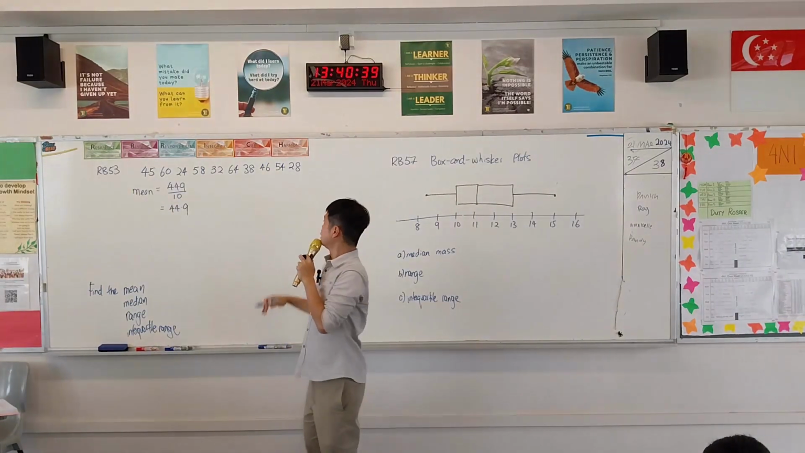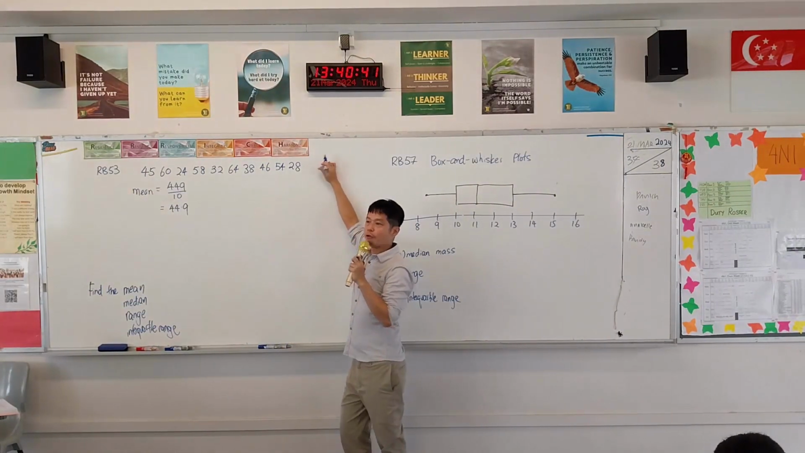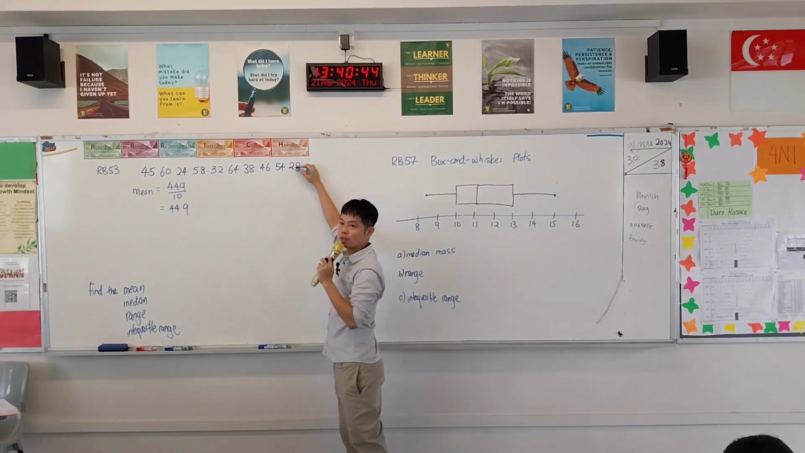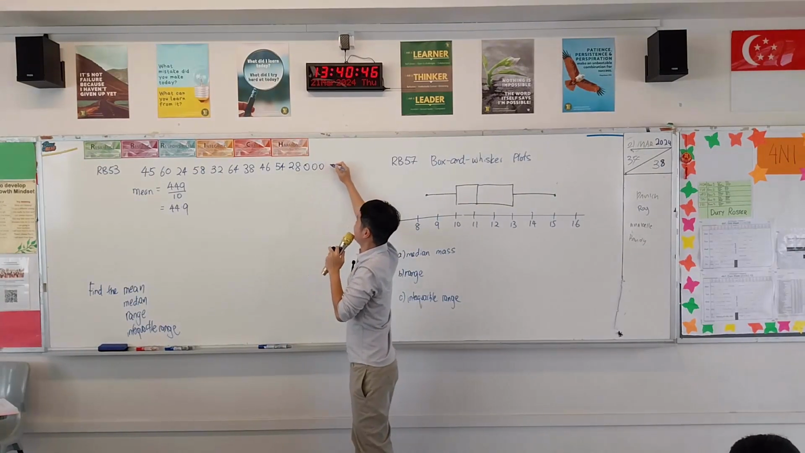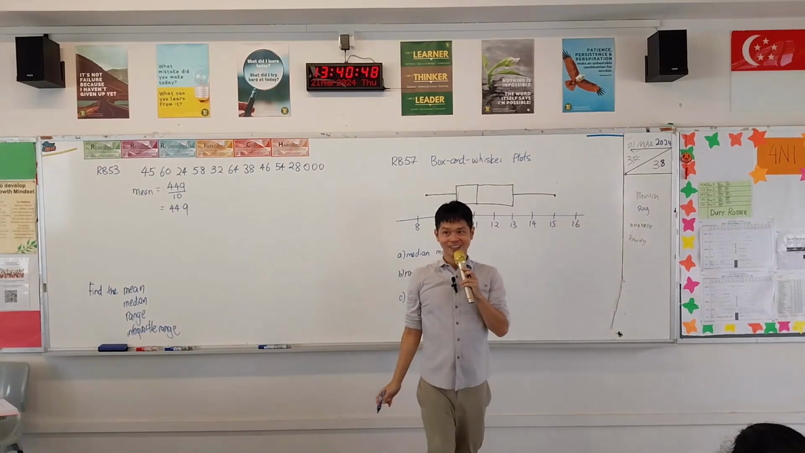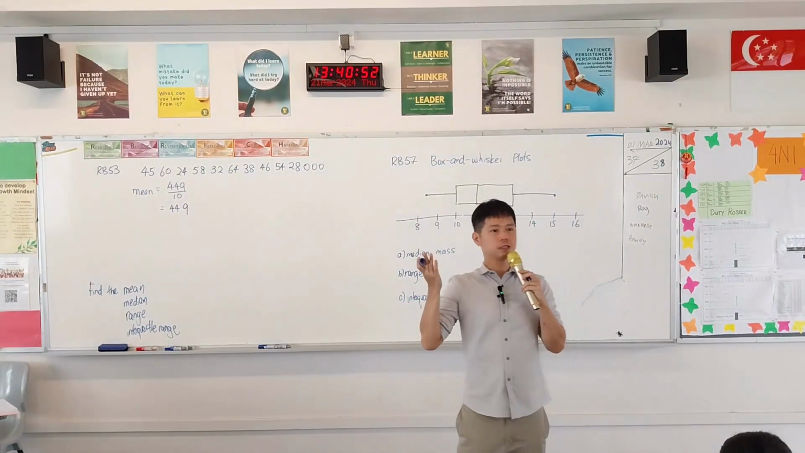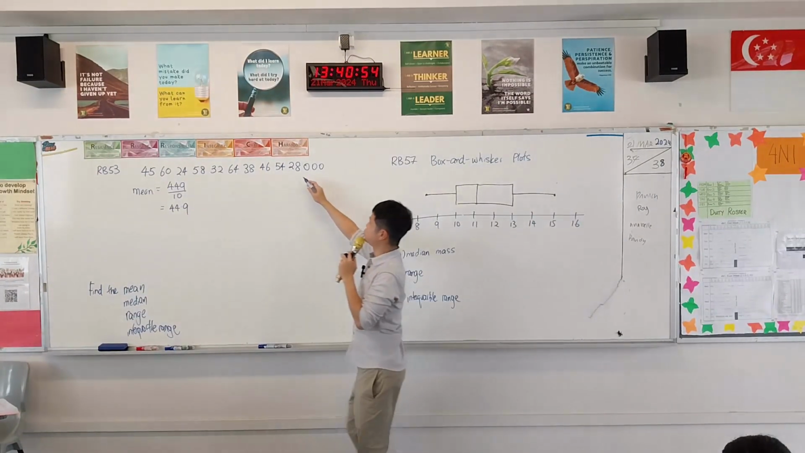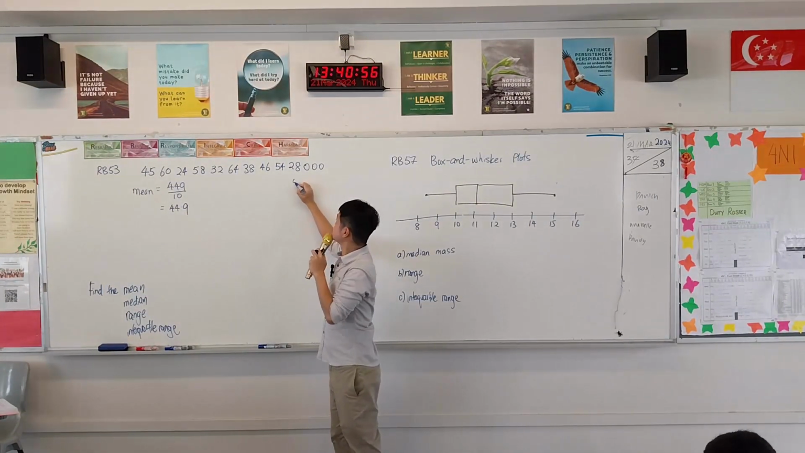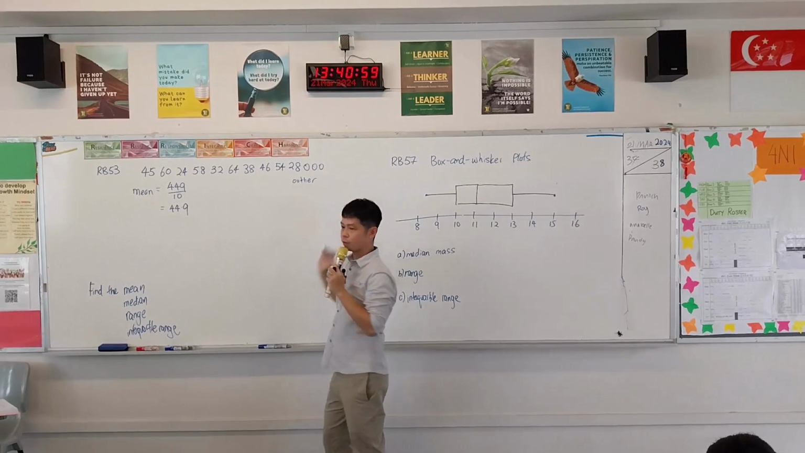Okay, so on average. Now imagine there's a very big number. So this one, instead of 28, becomes 28,000. So the whole average will be different, right? Higher, very high. So this type of number, we call it the outlier. Okay, we call this the outlier.